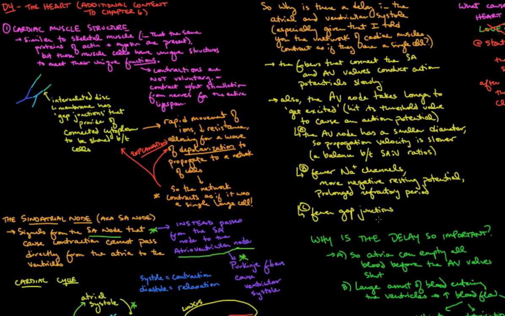There are also fewer gap junctions, and remember that gap junctions allow for a cytoplasm to be shared, so the signal can be sent as a network. So there are fewer of those in the AV node.